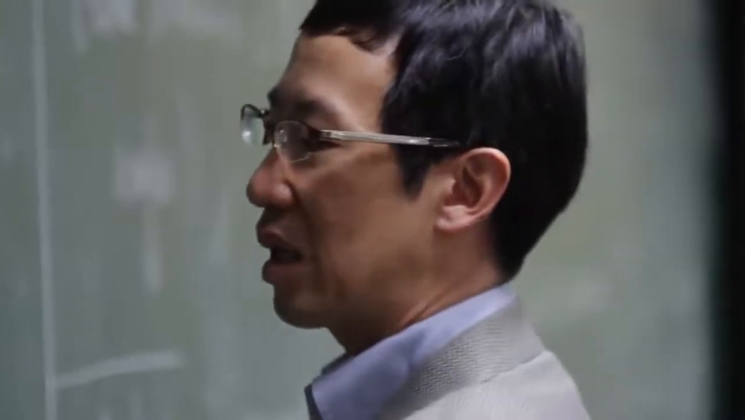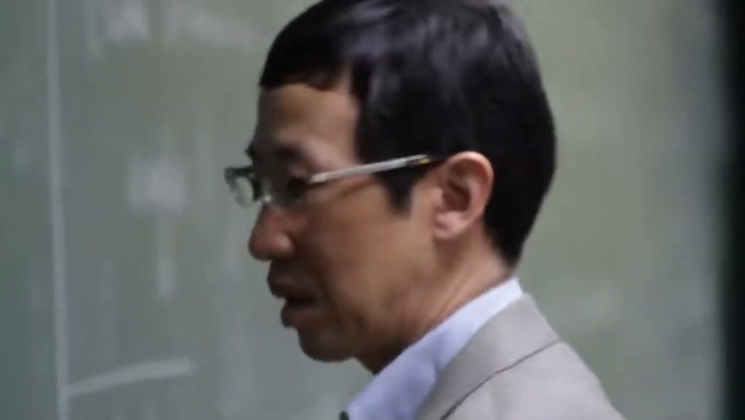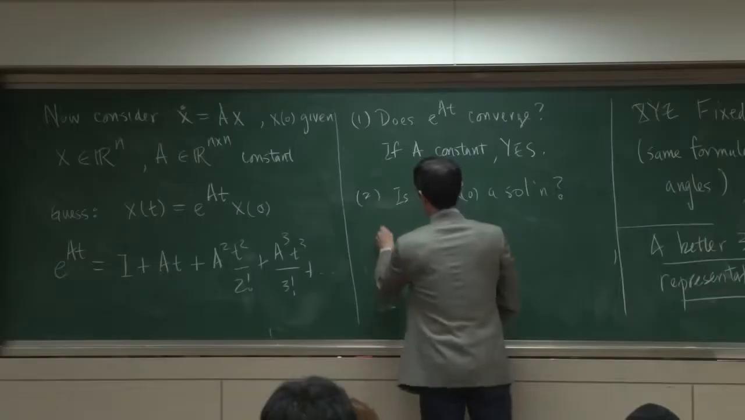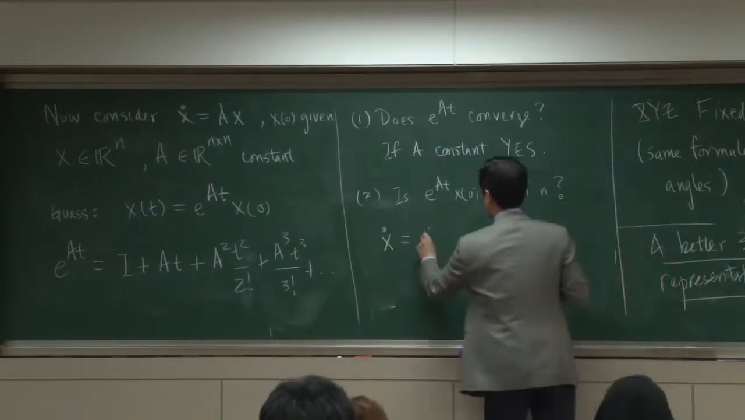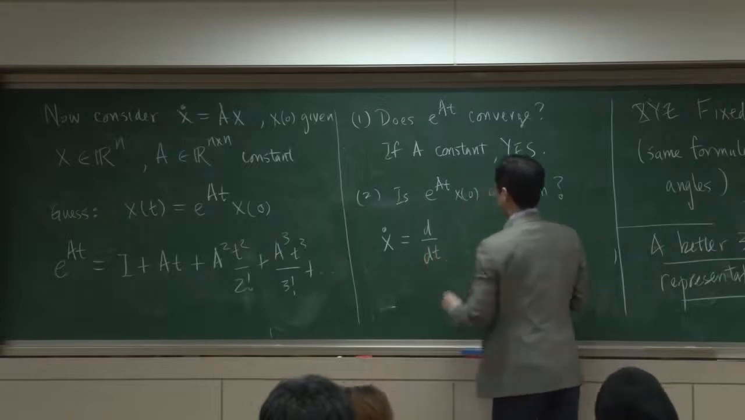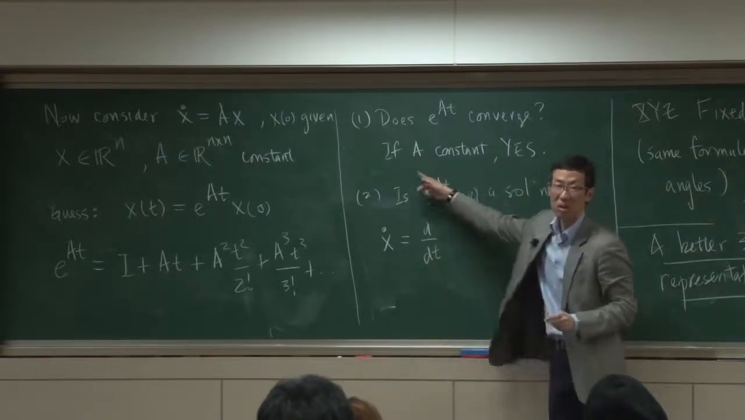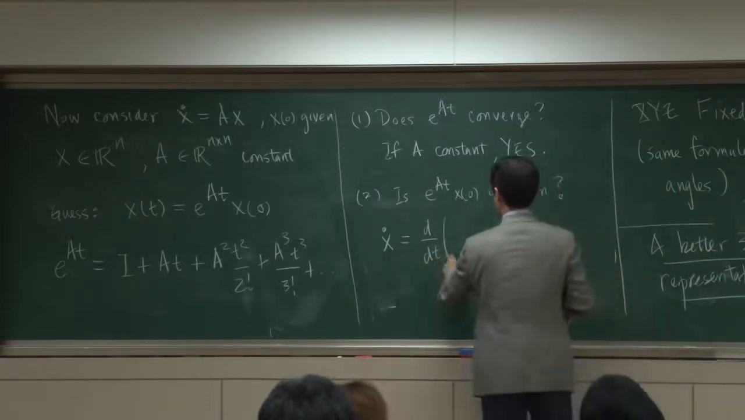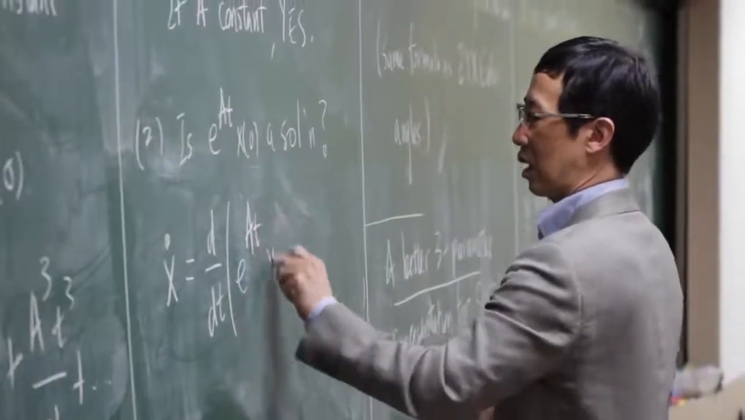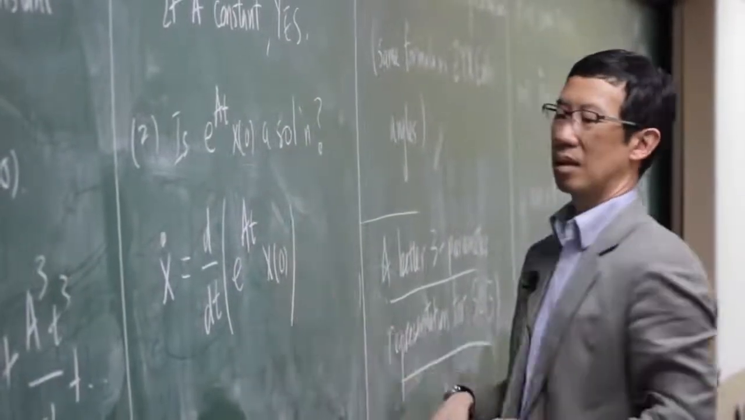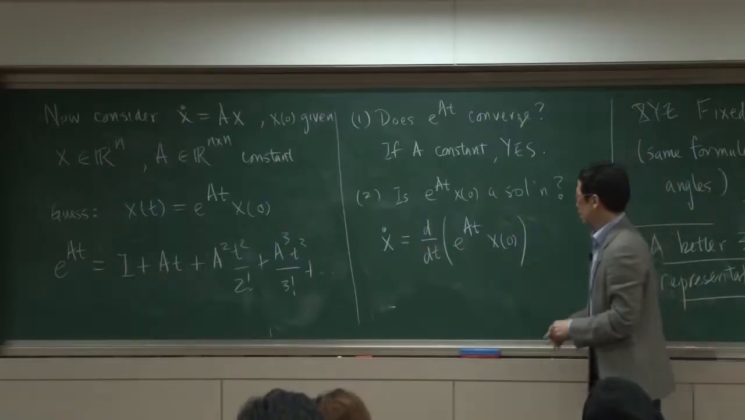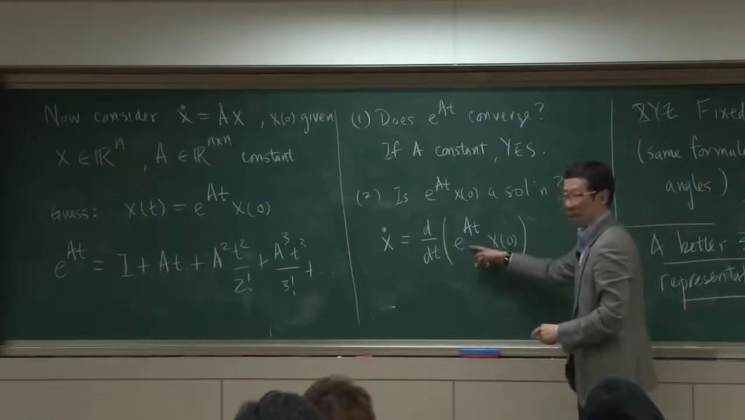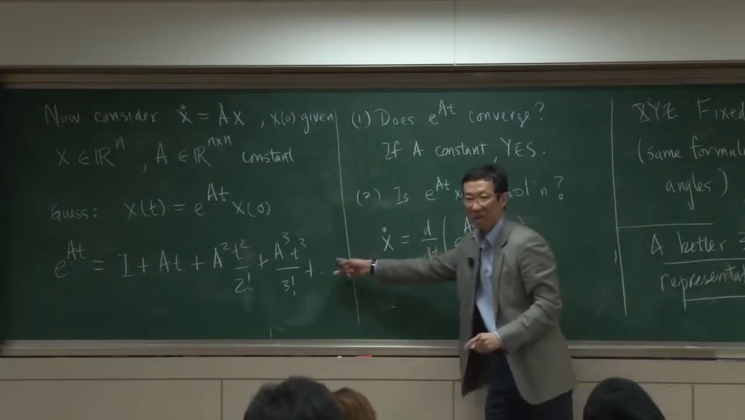So we have to calculate d dt. Well, let's see. x dot. Okay. So that's the time derivative of what? I'm guessing this is my solution. Okay. So e to the at x0. I have to take the time derivative of this. How do I take the time derivative of this? Well, I have to use my definition.